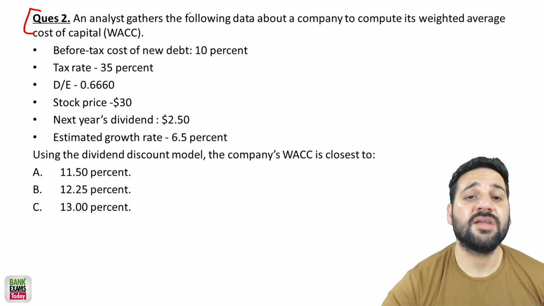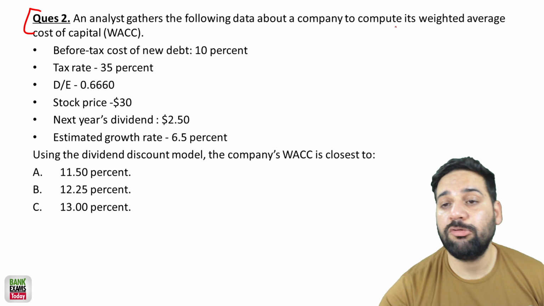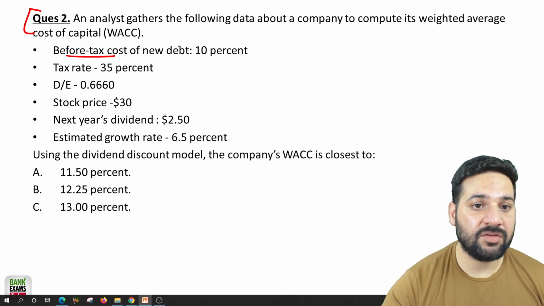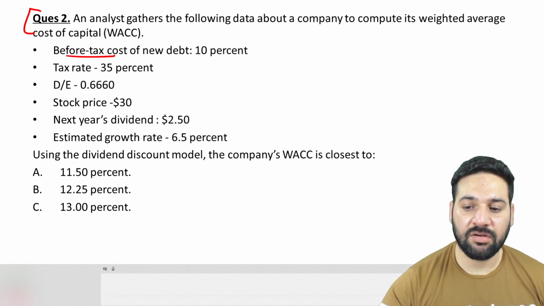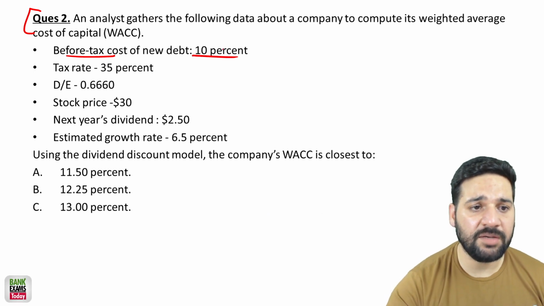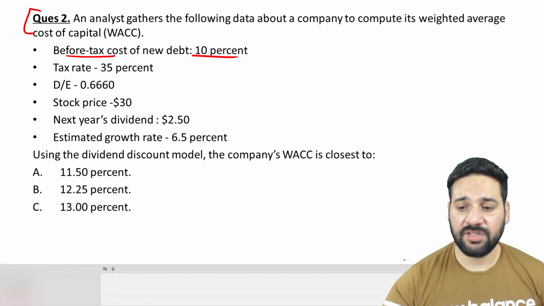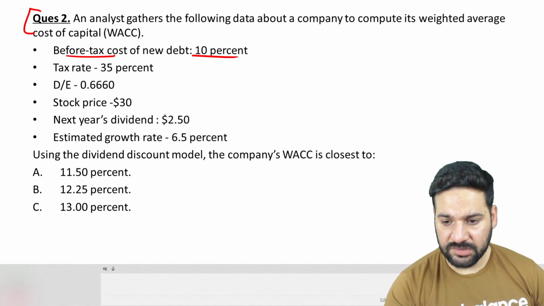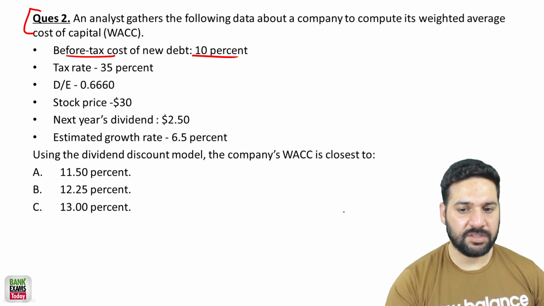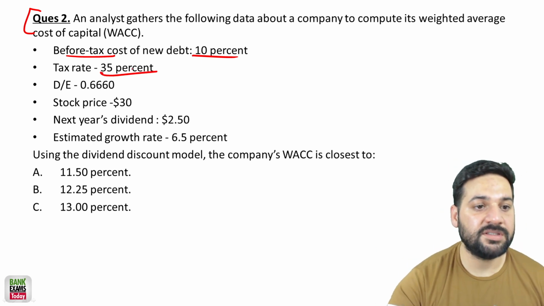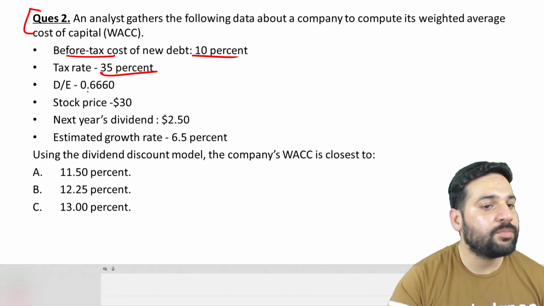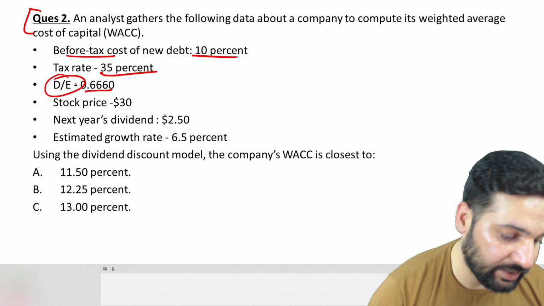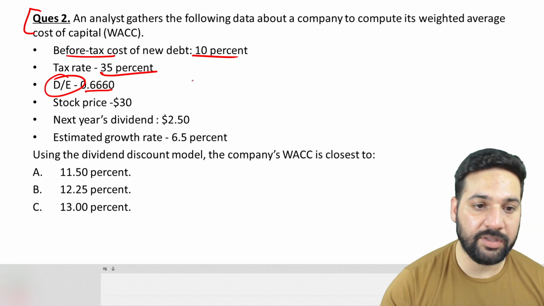An analyst gathers the following data about a company to compute its weighted average cost of capital. Before tax cost of new debt is 10%. Tax rate is 35%. Debt to equity is 0.666. See, one important thing, the debt to equity is given.